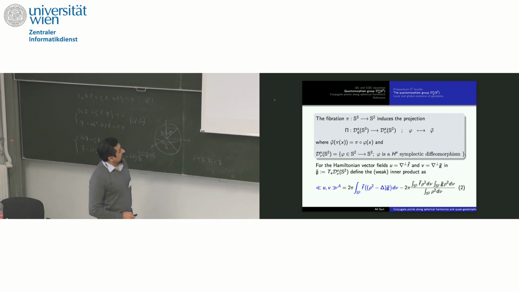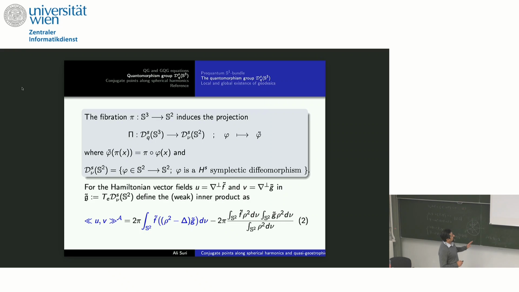Well, so we have the quantomorphism group on S3 and also volume preserving diffeomorphisms on S2. Using the projection of the Hopf fibration, we can define a projection from this quantomorphism group to volume preserving diffeomorphisms, because these diffeomorphisms are all invariant and it's well defined when we define it. So you take an element of the orbit and then project it out.